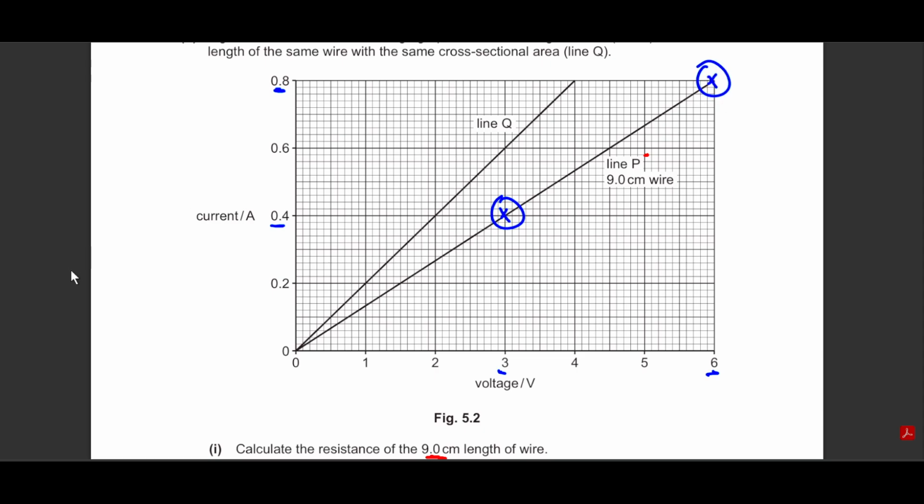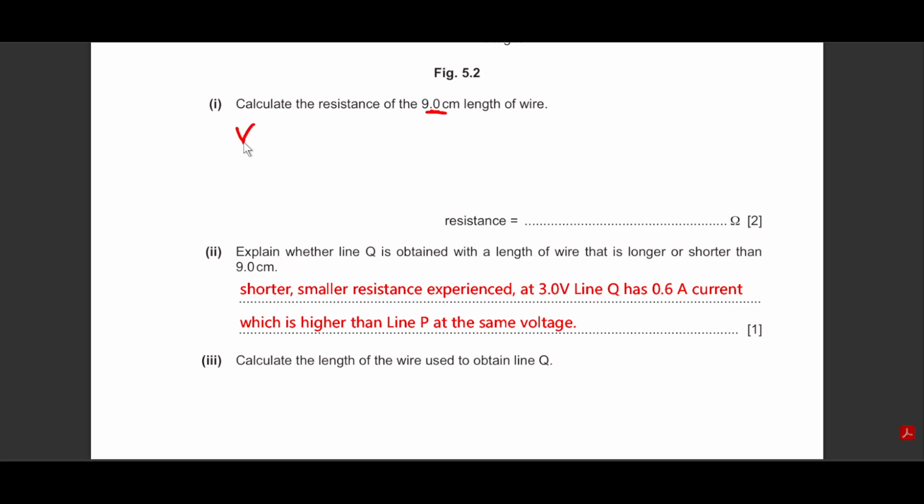But we generally try to take more than 50% of the line, so this coordinate does not fall in that category. A better option, again, you will get the same answer, but the better option will be to go for more than 50% of the line. So that's going to be this coordinate. By using V equals to IR, we can see that voltage available was 6. Current, according to the graph, is 0.8. The resistance is R. R comes out as 7.5 ohms at that location.